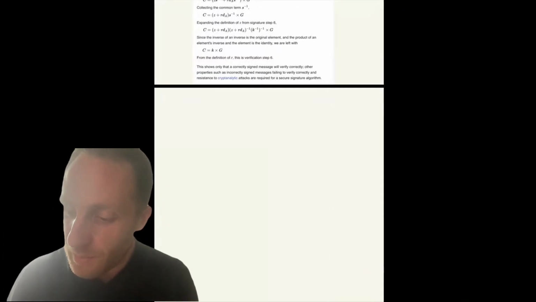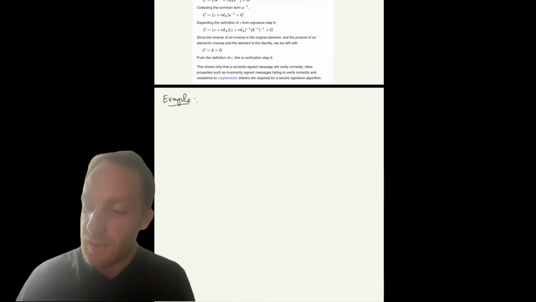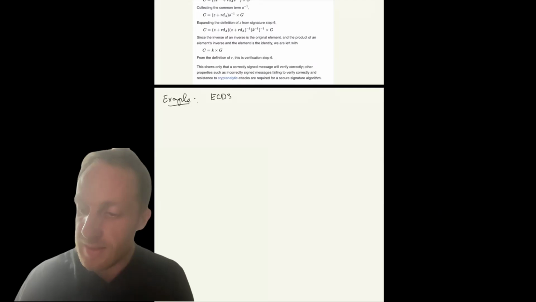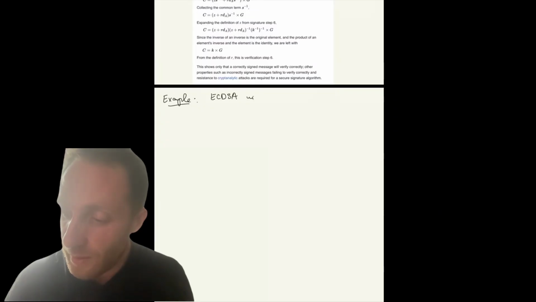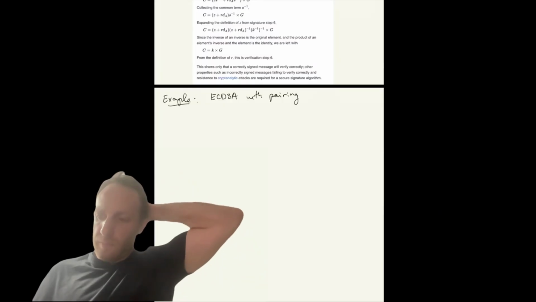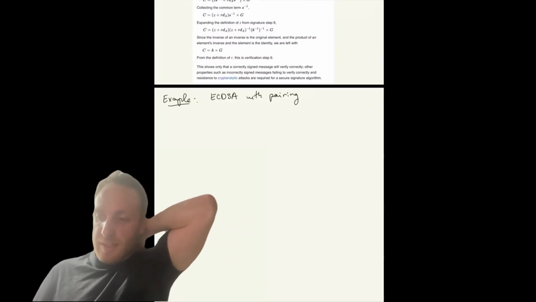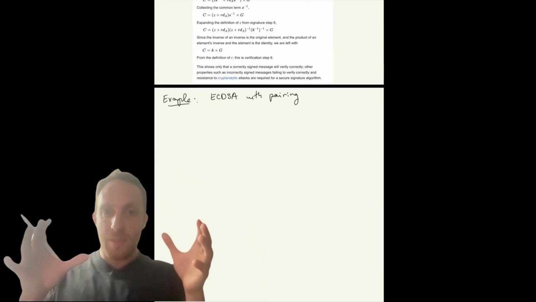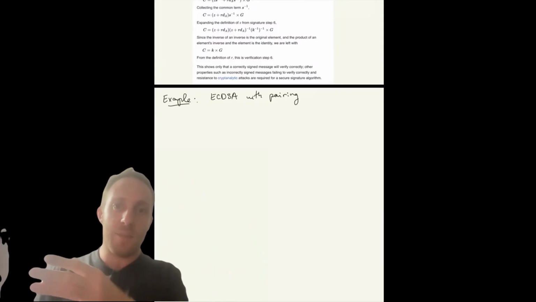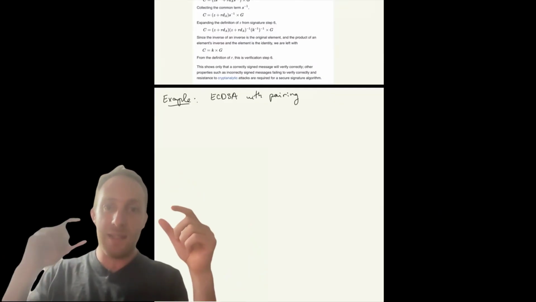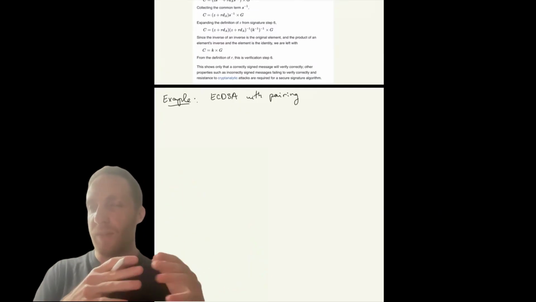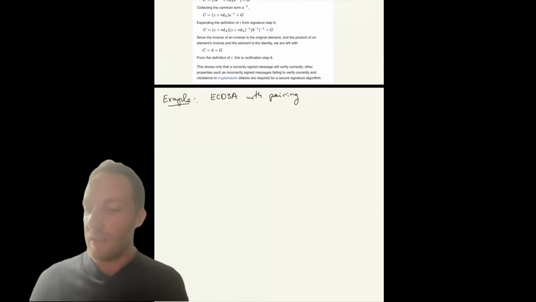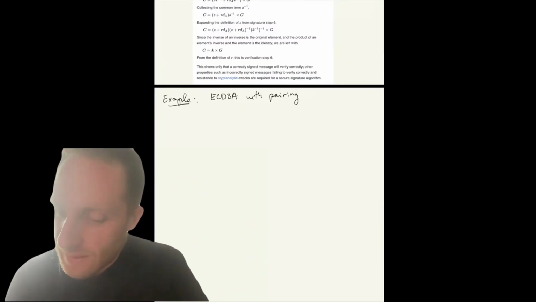So let's do an example: ECDSA, the elliptic curve digital signature algorithm, with a pairing. Okay, so what do we need to do when we need to sign? We have a message and a key pair, and we want to sign that message and send it to someone. That someone has access to our public key and the message, and they want to make sure that we, the holder of the public key, signed this message. That's it.